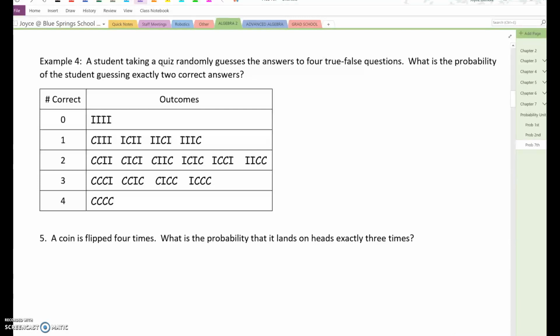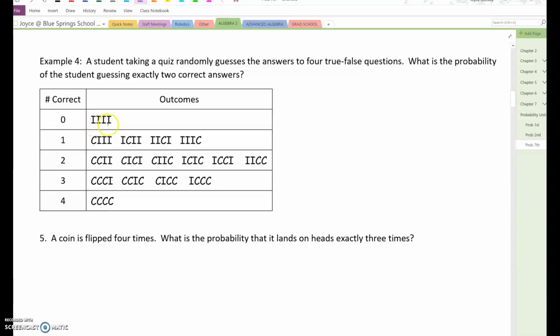What is the probability of the student guessing exactly 2 correct answers? It's not 2 out of 4. It's not 50%. It sounds like it could be, but there's more than 4 ways that you could answer this question. So if you get 0 questions correct, you could guess all 4 questions incorrectly.